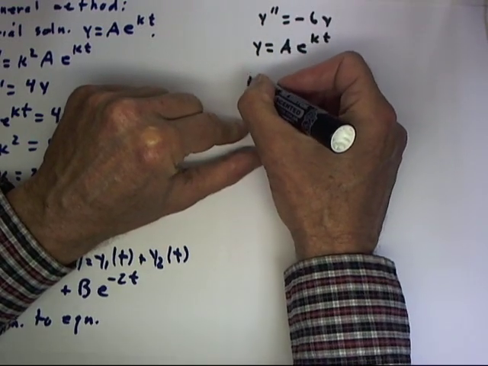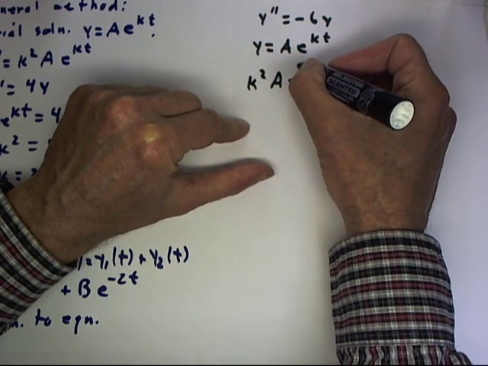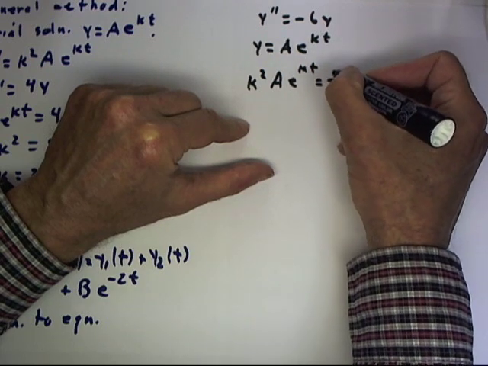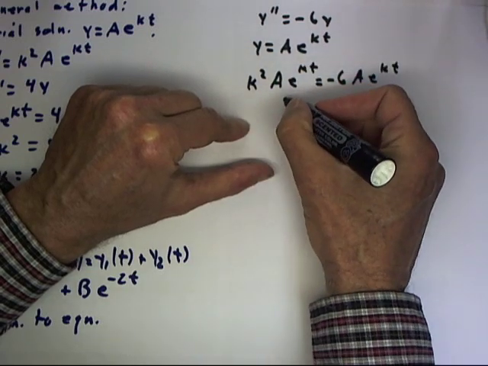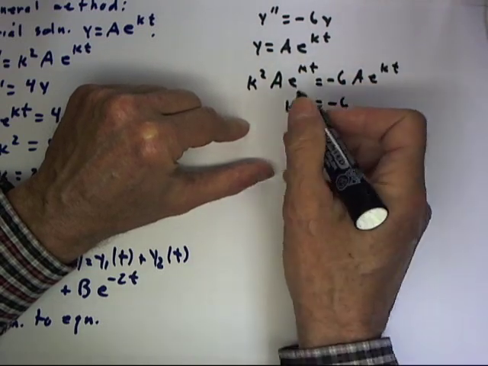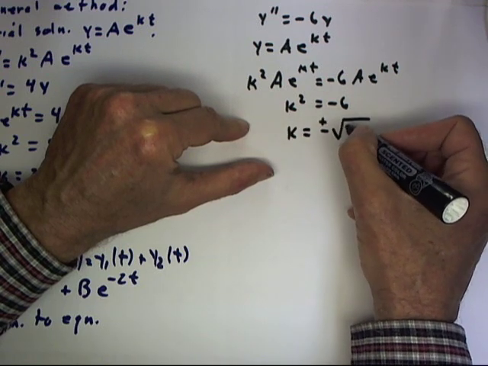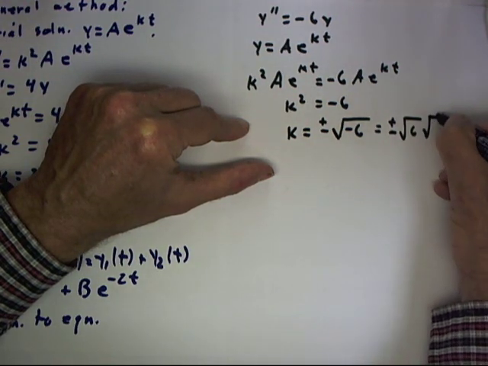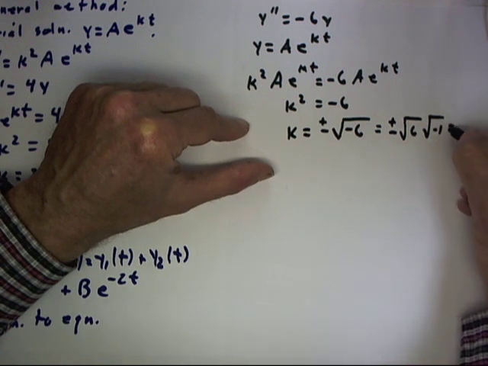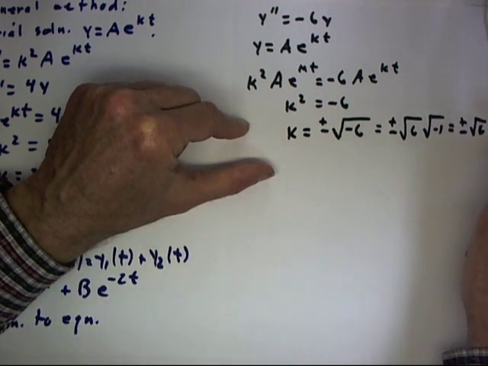So we're going to, just as usual, get the equation k squared a e to the kt equals negative 6 times a e to the kt. Dividing by a e to the kt, we get k squared equals negative 6, and this has two solutions. K equals plus or minus the square root of negative 6, which would be plus or minus the square root of 6 times the square root of negative 1, which is plus or minus square root of 6i, where i is the square root of negative 1, the basic imaginary number.